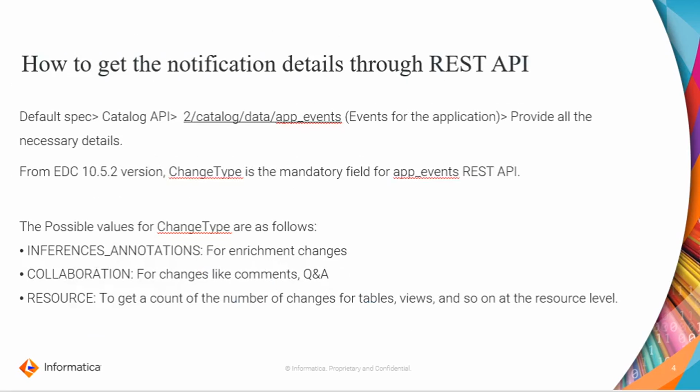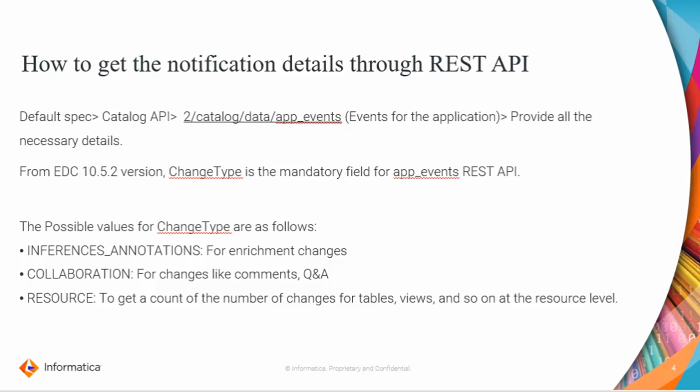How to get the notification details through REST API? We can configure these details through Swagger UI. First, log into Swagger UI, go to Default Spec, Catalog API drop-down, then choose the Events for the Application API. Then we need to provide all the necessary details in the tab.